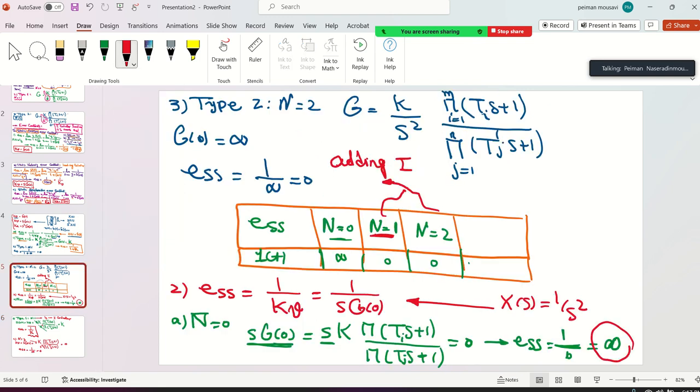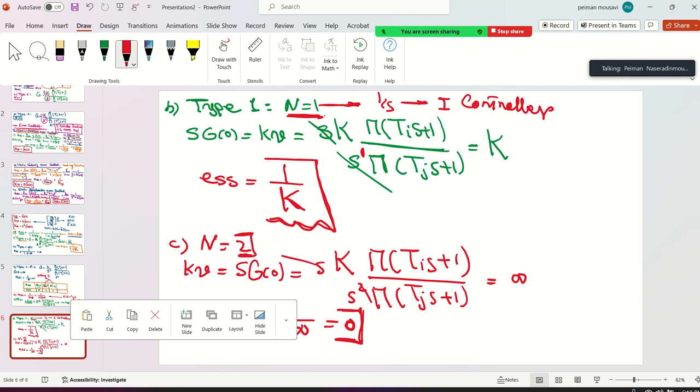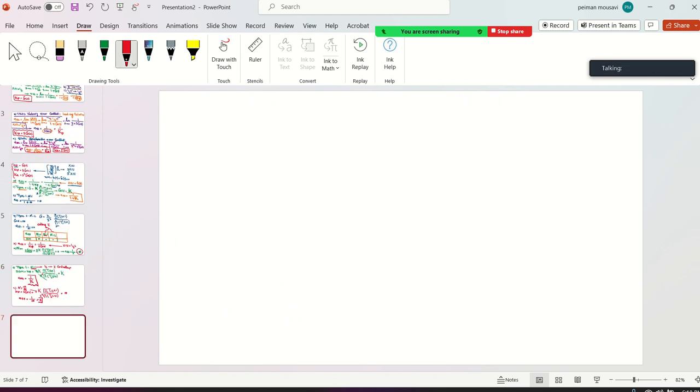See the process? Without any I controller, type 0, you had an unbounded error signal. But when we added an I controller, you bound it to a constant number. We add another I controller, and we made the error signal 0. In the last case, when the type of the system was 2.